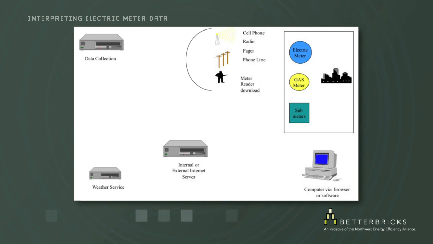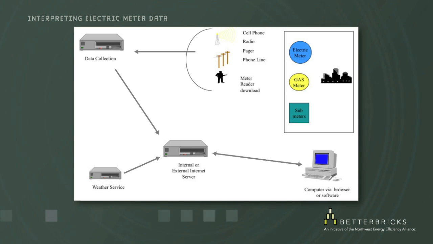Here's an example of how the utilities collect interval data for their use. Through either their electric meter or the gas meter, or possibly in some cases some sub-meters for load research, the utilities will typically have a system that will collect the data while the meter reader comes down and downloads it when they visit the site once a month. But also they may have either a phone line, a pager system, a radio, or a cell phone signal that takes the data and sends it to the data collection system. The data collection system will then put this data onto an internal or external internet server, can be accessed by the customer via a computer using the internet or specific software.